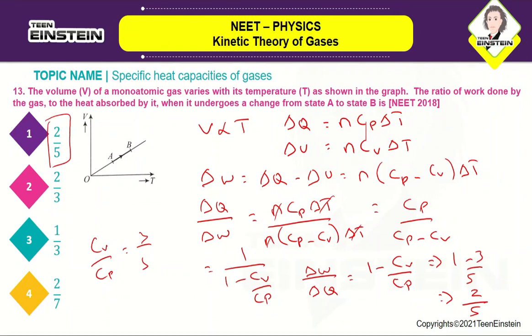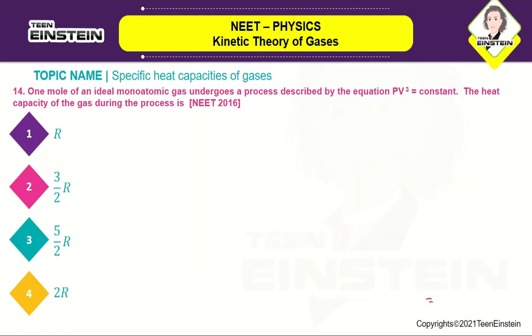Okay, so let us move on to the next question. 1 mole of an ideal monoatomic gas undergoes a process described by the equation PV cube equal to constant. The heat capacity of the gas during this process is. So here they have given PV cube is equal to a constant. This is a polytropic process with n is equal to 3.